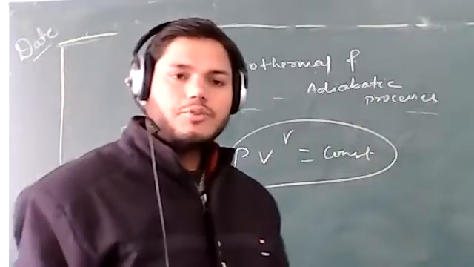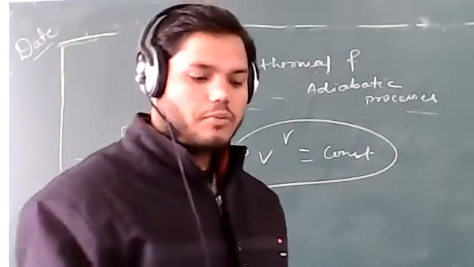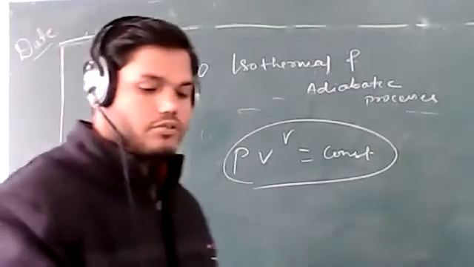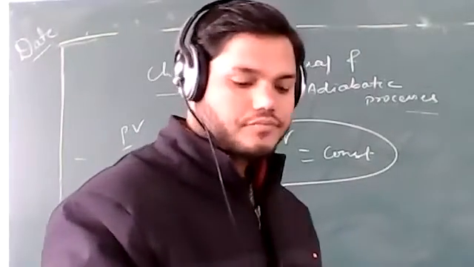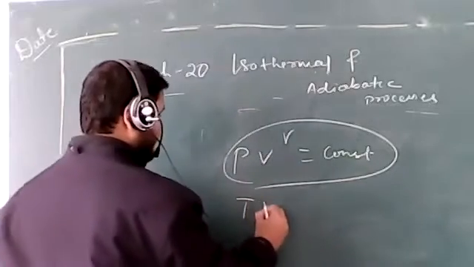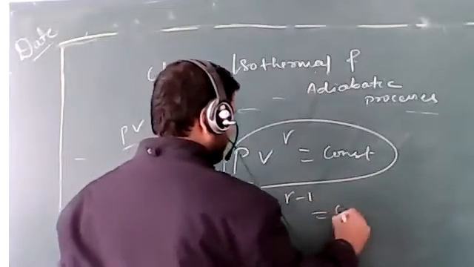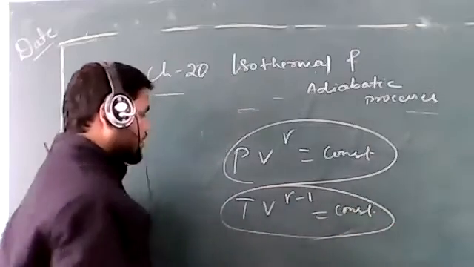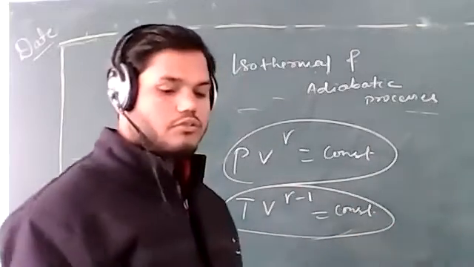This is the relation between the pressure and volume in the adiabatic process. And what is the relation between temperature and volume? TV to the power gamma minus 1 equals constant. You have to remember this particular relation: TV to the power gamma minus 1 equals constant.